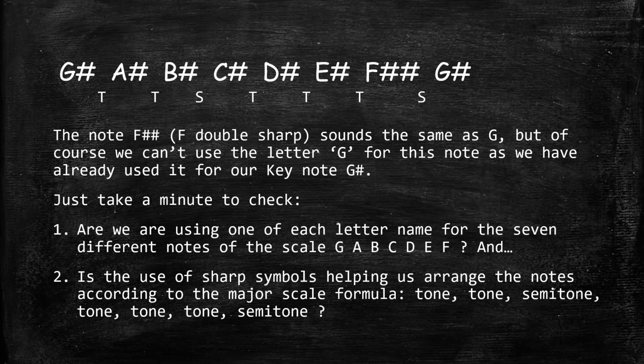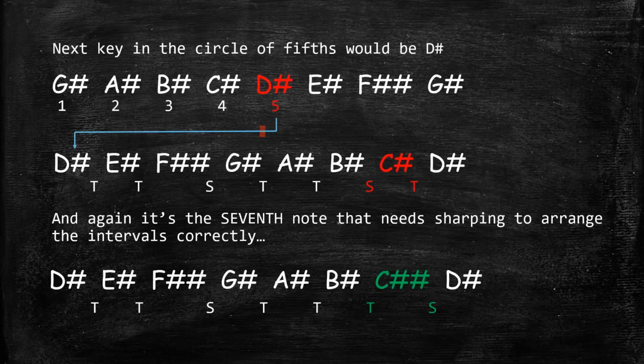The note F double sharp sounds the same as G, but of course we can't use the letter G for this note as we have already used it for our key note G sharp. Just take a minute to check: 1. Are we using one of each letter name for the 7 different notes of the scale G, A, B, C, D, E, F? And 2. Is the use of sharp symbols helping us arrange the notes according to the major scale formula tone, tone, semitone, tone, tone, tone, semitone?